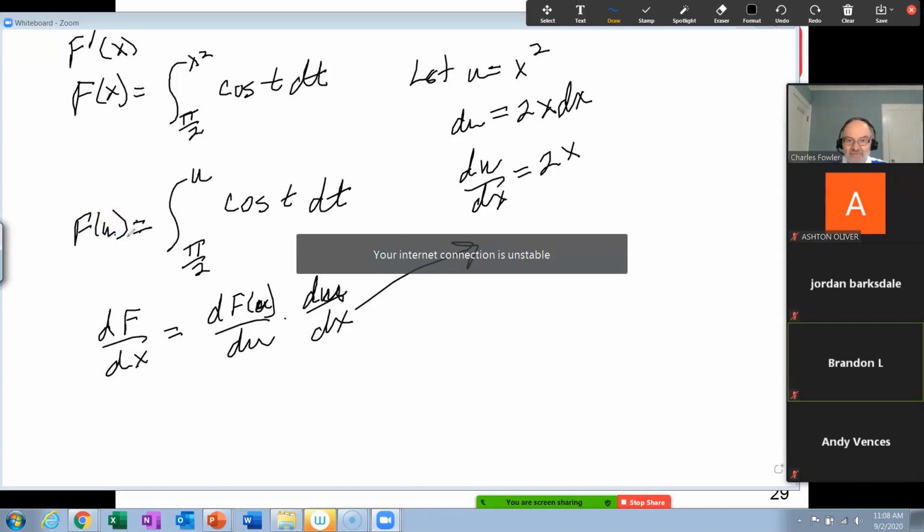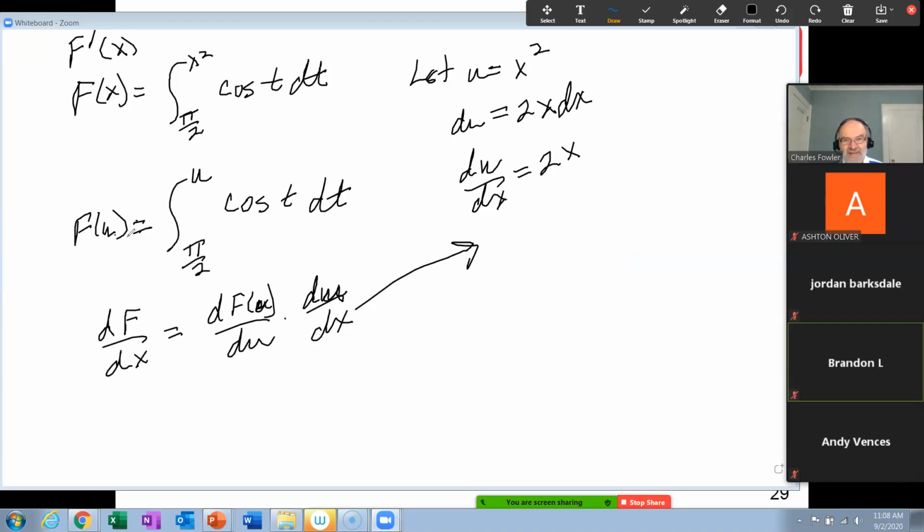My internet connection is unstable, so I'm going to stop until it stabilizes. Okay, did I break up something in there? Anybody? A little bit, okay. That's why I quit doing what I was doing until that sign went away.